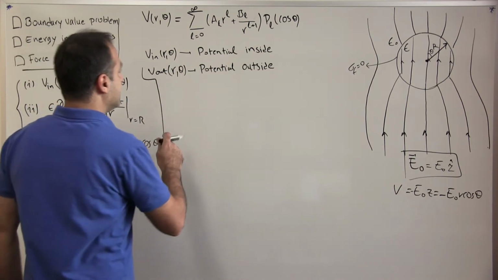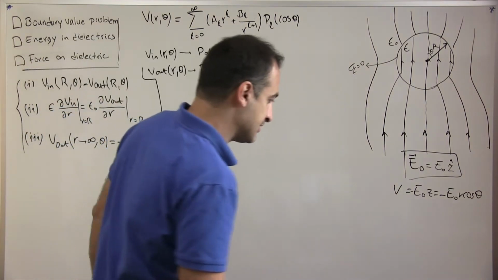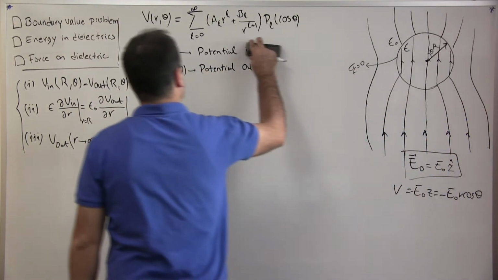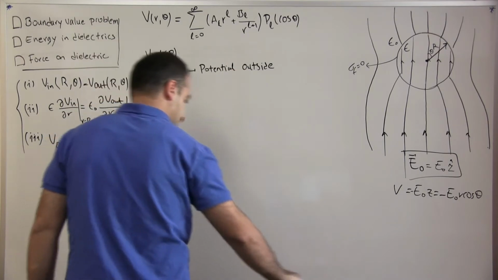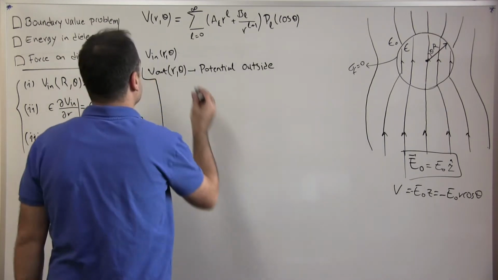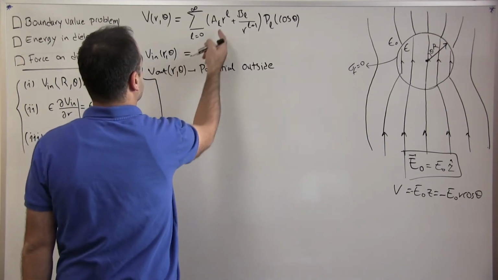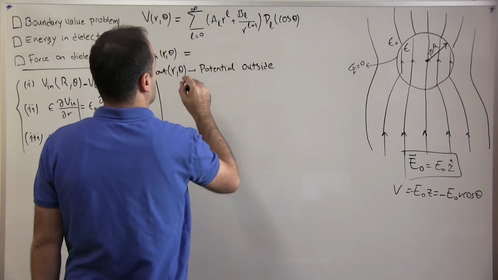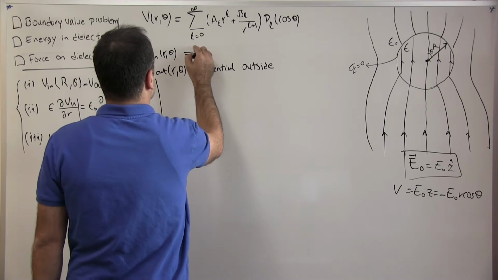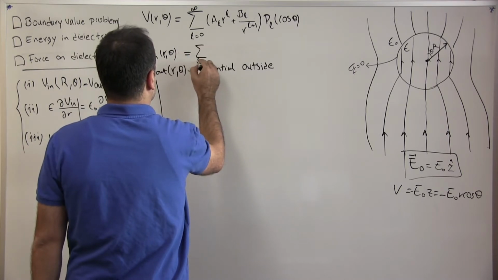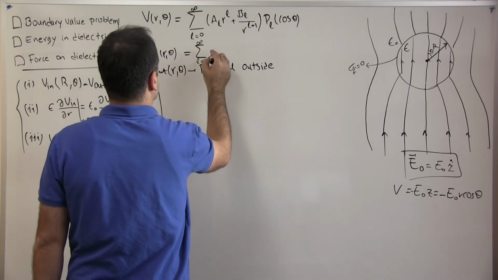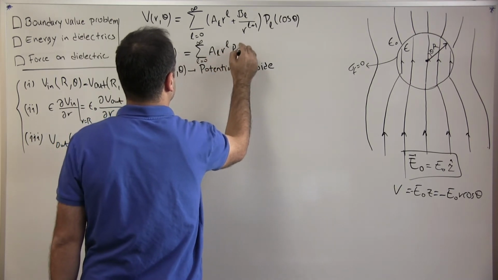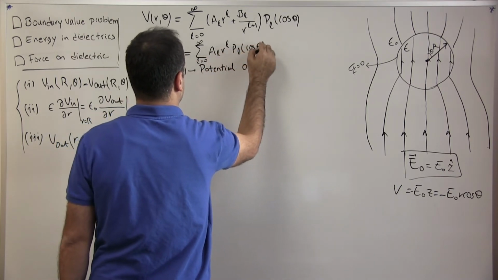So for V in, which is the potential inside, I would write the general form in terms of only the first term and the Legendre polynomials for the polar coordinates. So this is the sum over L from 0 to infinity of A L, R to the L, P L of cosine theta.